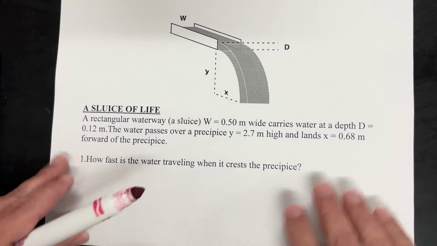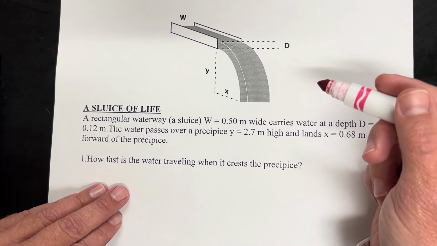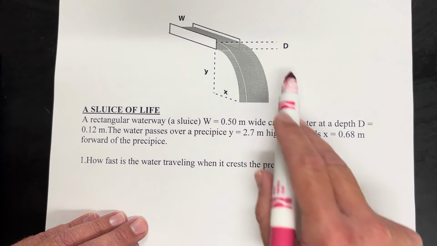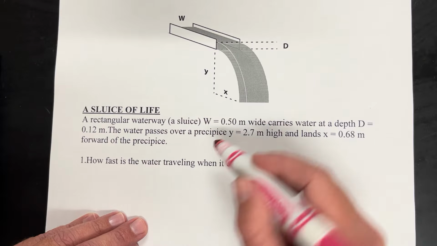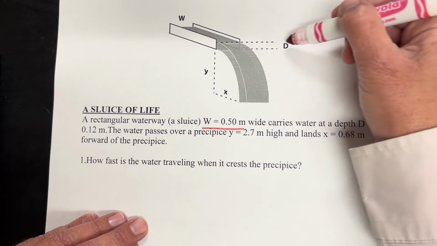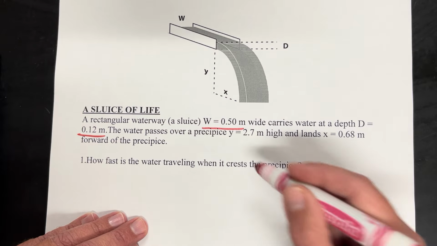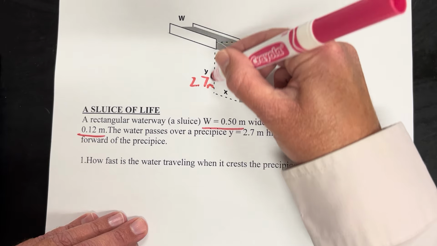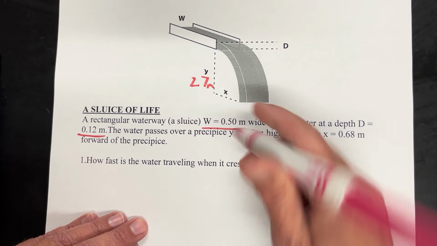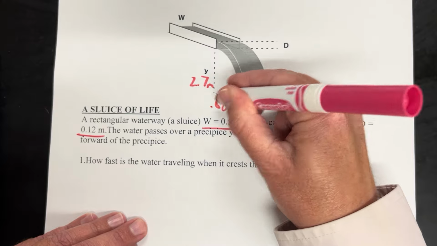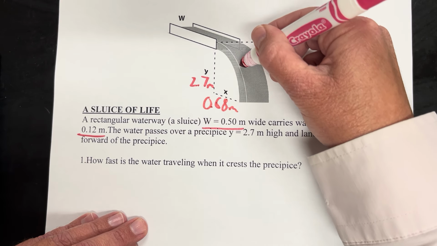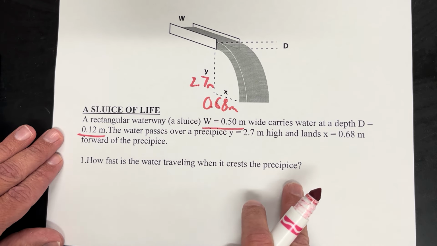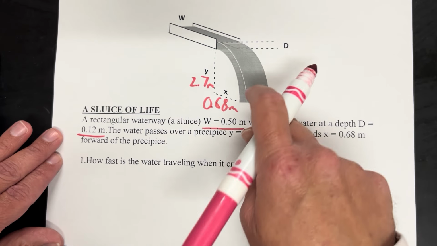All right, now let's do one here. They love involving horizontal projectile problems into these. So it says we've got a rectangular waterway right here, a sluice. It's got a width of 0.5 meters and a depth of 0.12 meters. The water passes over the precipice at 2.7 meters high, so that's the height right here. And it lands, it says, 0.68 meters away. So it goes off this 2.7 meter high cliff, and it lands 0.68 meters from the base of the cliff. So how fast is the water going when it crests the precipice?